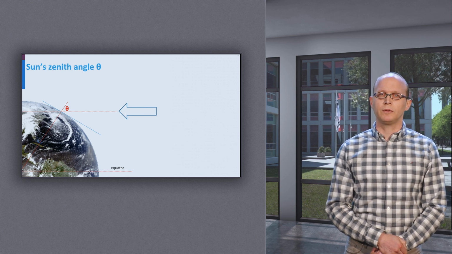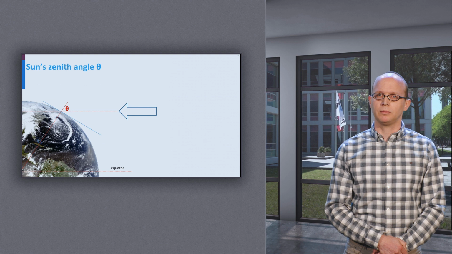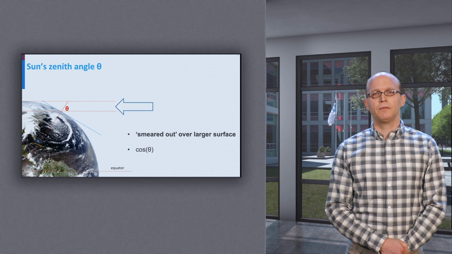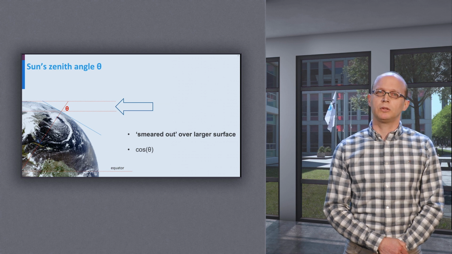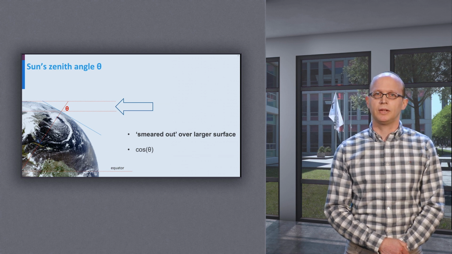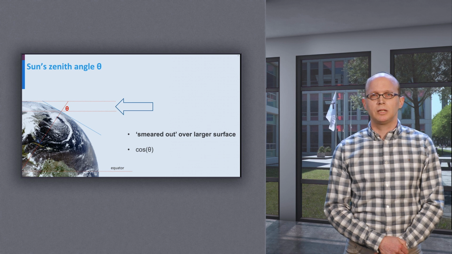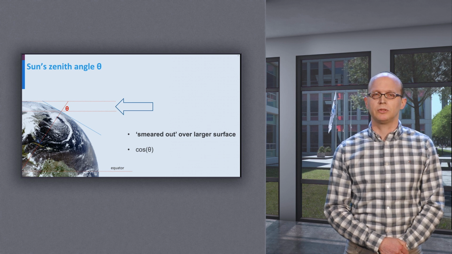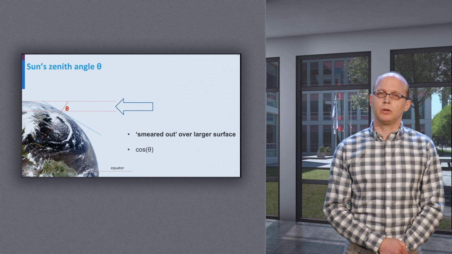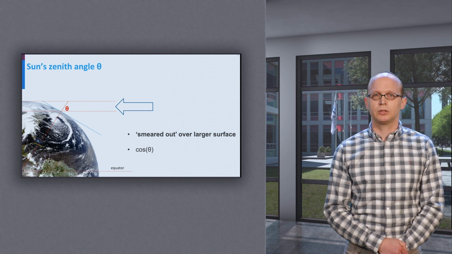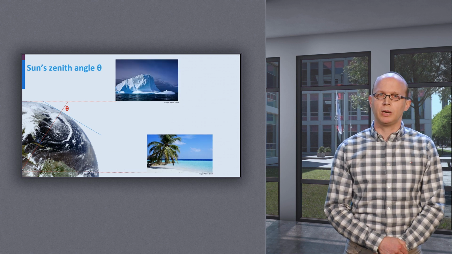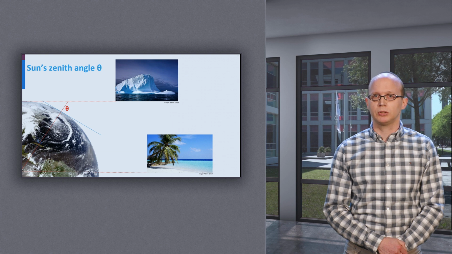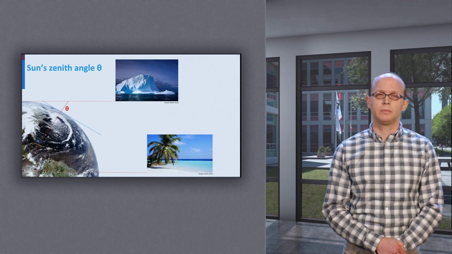This affects the amount of irradiance received in two important ways. The first effect is a geometrical effect. Consider a beam of sunlight with a cross-section of 1 square meter, incident under a zenith angle theta. The larger the zenith angle, the more the irradiance is smeared out. It can be shown that irradiance received by a horizontal surface is proportional to the cosine of the zenith angle theta. This explains why it is colder near the poles, where the amount of irradiance received per square meter is much less compared to the equator.